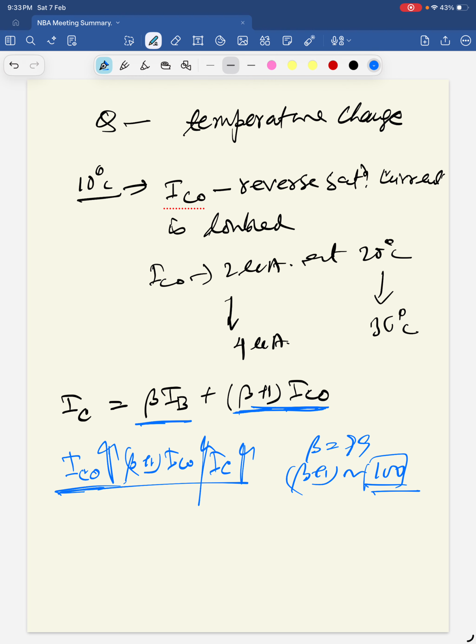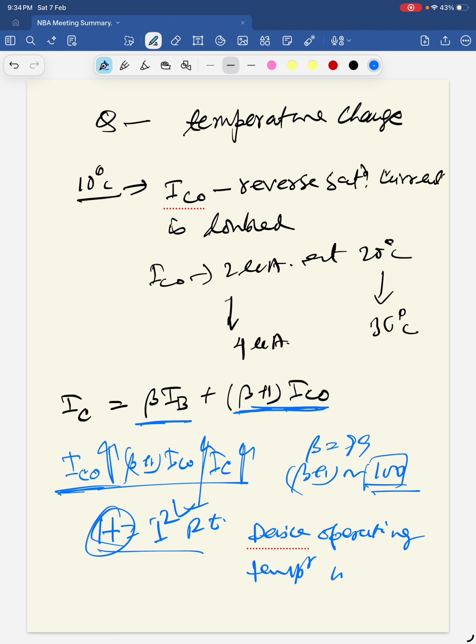So when IC increases, then what will happen? We know that heat is equal to current square R into T. So the collector current increases, which means heat will be increased. Heat increasing means the device temperature will increase. Then what will happen? Due to the increment of IC, the device operating temperature will increase.